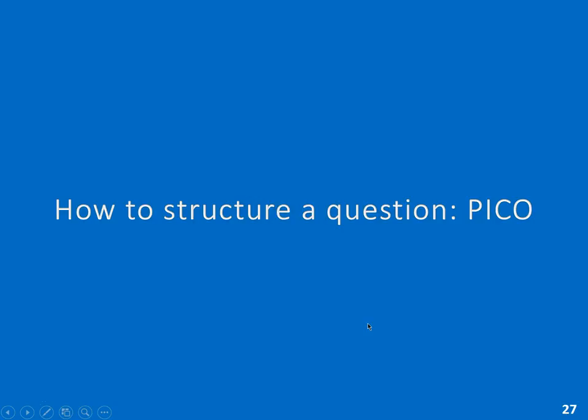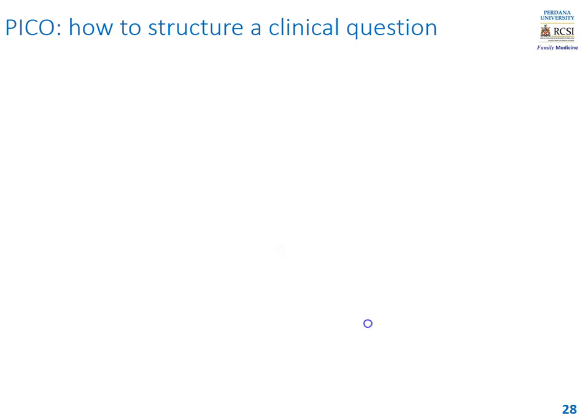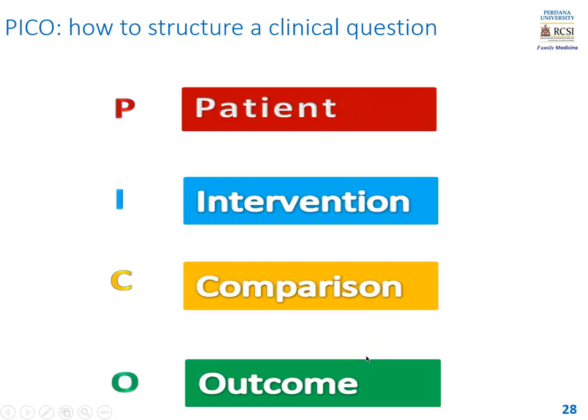So now let's look at structure in clinical questions using the PICO format. PICO stands for Patient, Intervention, Comparison and Outcome. Sometimes you will see patient replaced by population, and sometimes intervention is expressed as exposure. So it might be PECO. And occasionally you see an additional letter at the end, the letter T, for time.